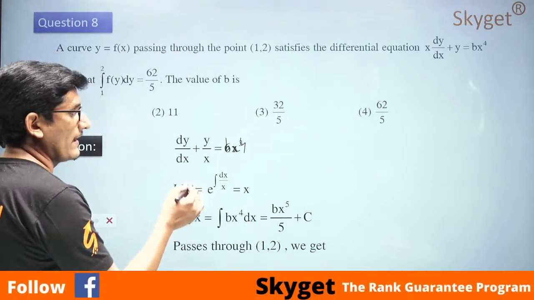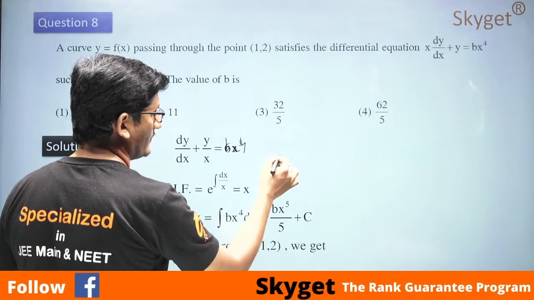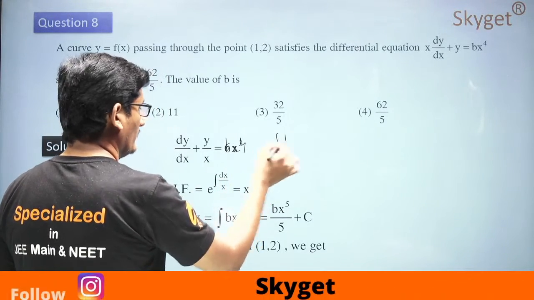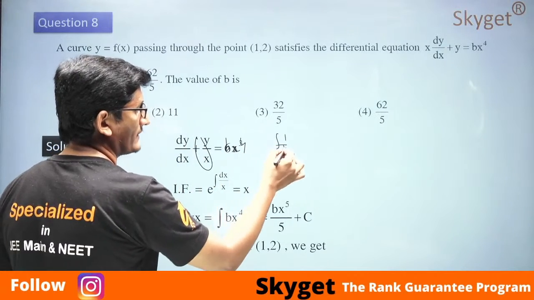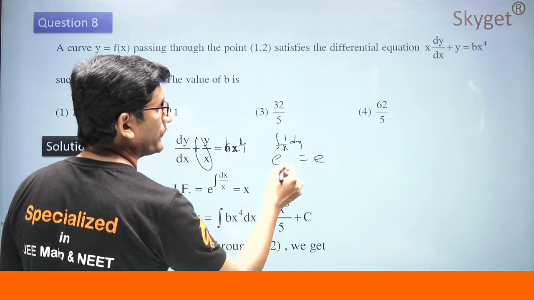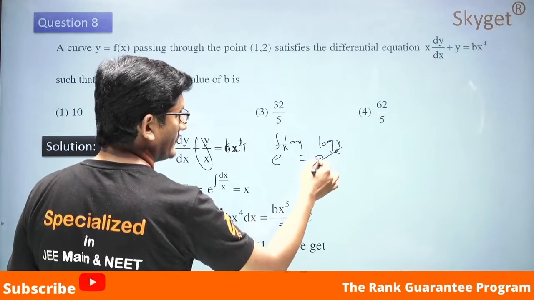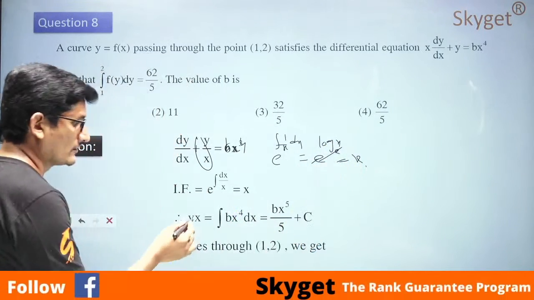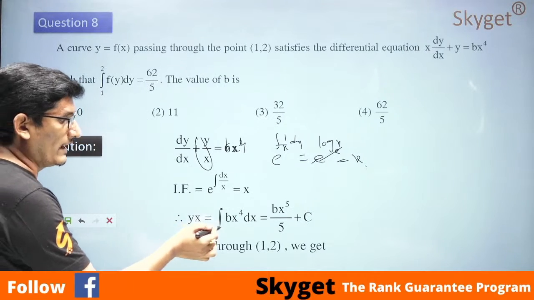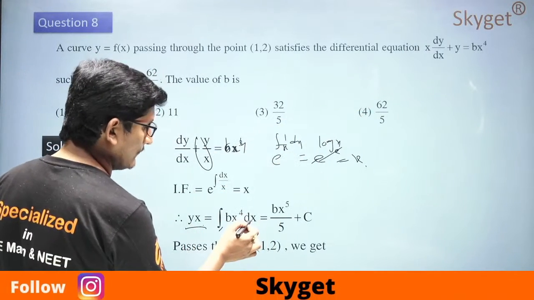Now integrating factor. What is the integrating factor value here? e to the power of the integration of 1 by x dx. So e to the power of 1 by x integrated gives log x base e. So e and log cancel, and we get x. Now the general solution we write: y into x equals the integration of bx to the power of 4 into dx.